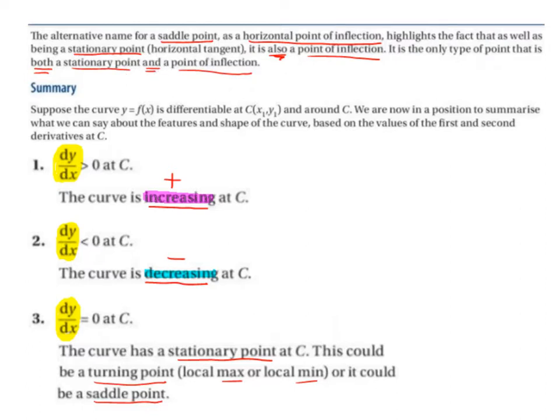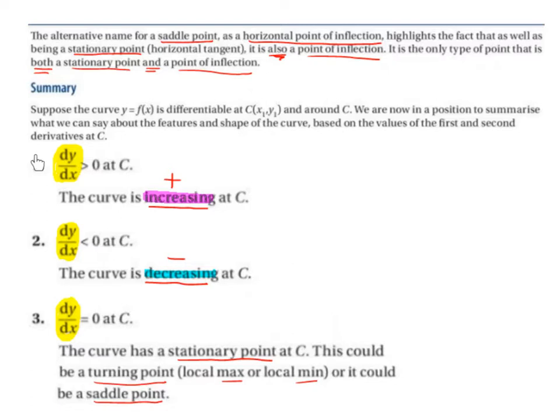Summary. Suppose the curve y equals f(x) is differentiable at c (x1, y1) and around c, so either side of c. We are now in a position to summarize what we can say about the features and shape of the curve based on the values of the first and second derivatives at c. So there's a good few points to go through, and it would be a good idea to know them off by heart.